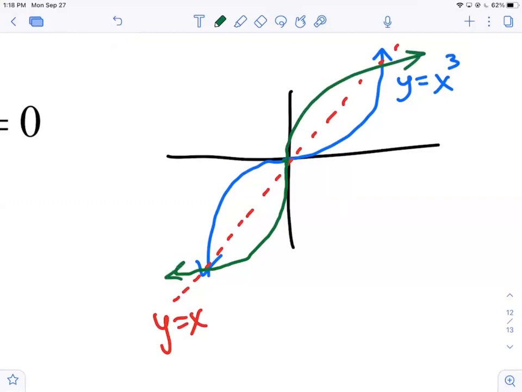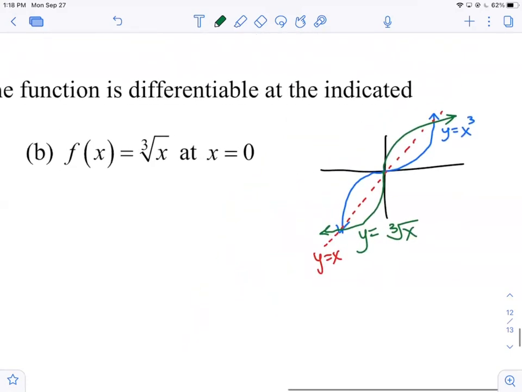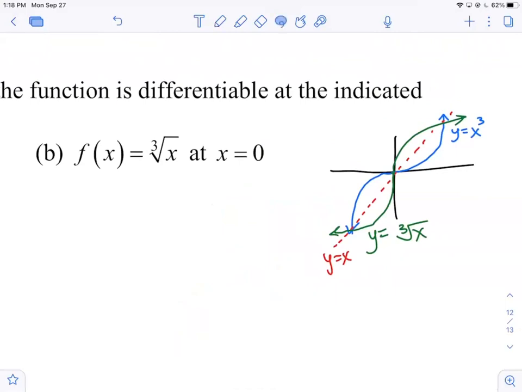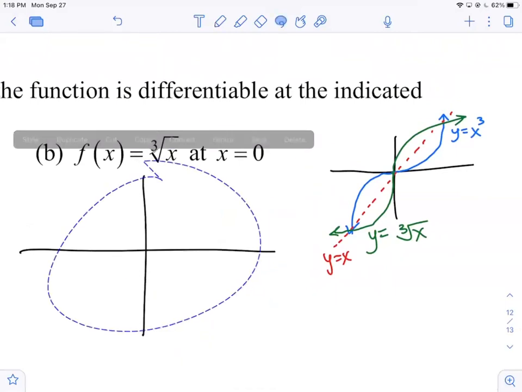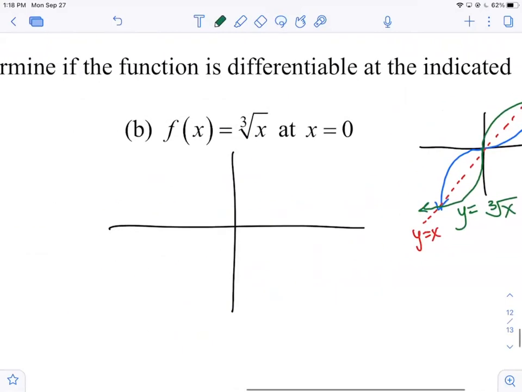Okay, if you turn your head at a 45, you'll see that they're mirror images of each other. So that's just a review. Reflect it across the line y equals x, and now you get the inverse function. Now, let's go ahead and draw that so it's not obscured by x cubed. Here's what the cube root of x looks like.